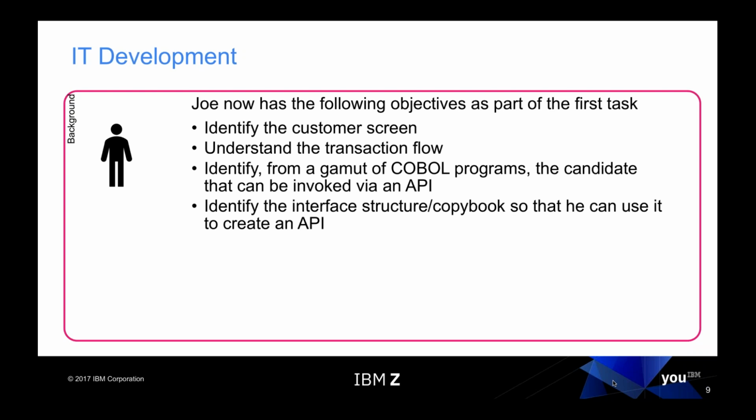With these thoughts in mind, let us go on to application discovery and see how Joe can go through and complete his objectives: to identify the customer screen, understand the transaction flow, understand the candidate program which can be invoked by an API, and also identify the interface structure.